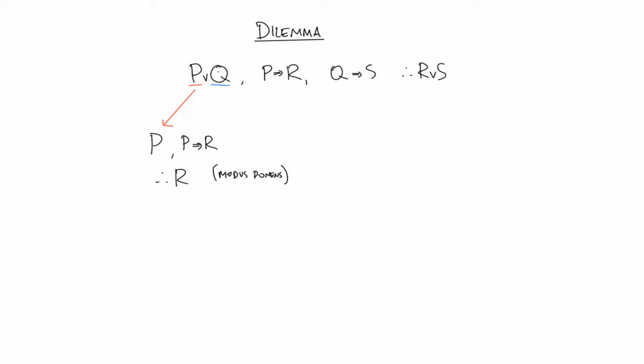There's another possibility, which is that Q is true. So instead of liking tea, maybe I like coffee instead. So let's consider that as a hypothetical. Suppose hypothetically that I like coffee. Well, in that case, because I have this other premise that says if I like coffee, I'll buy coffee beans. From those two, I can conclude that I'll buy coffee beans using modus ponens.